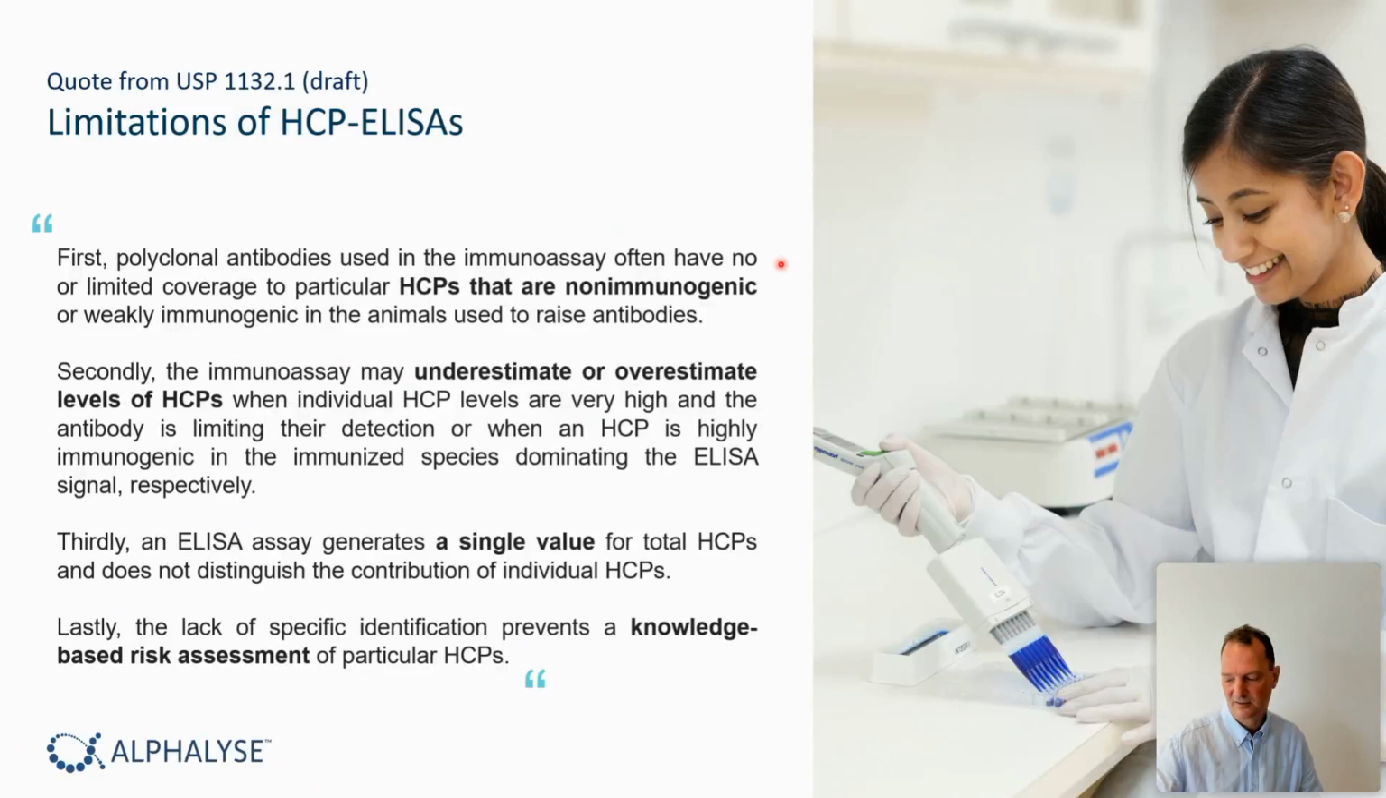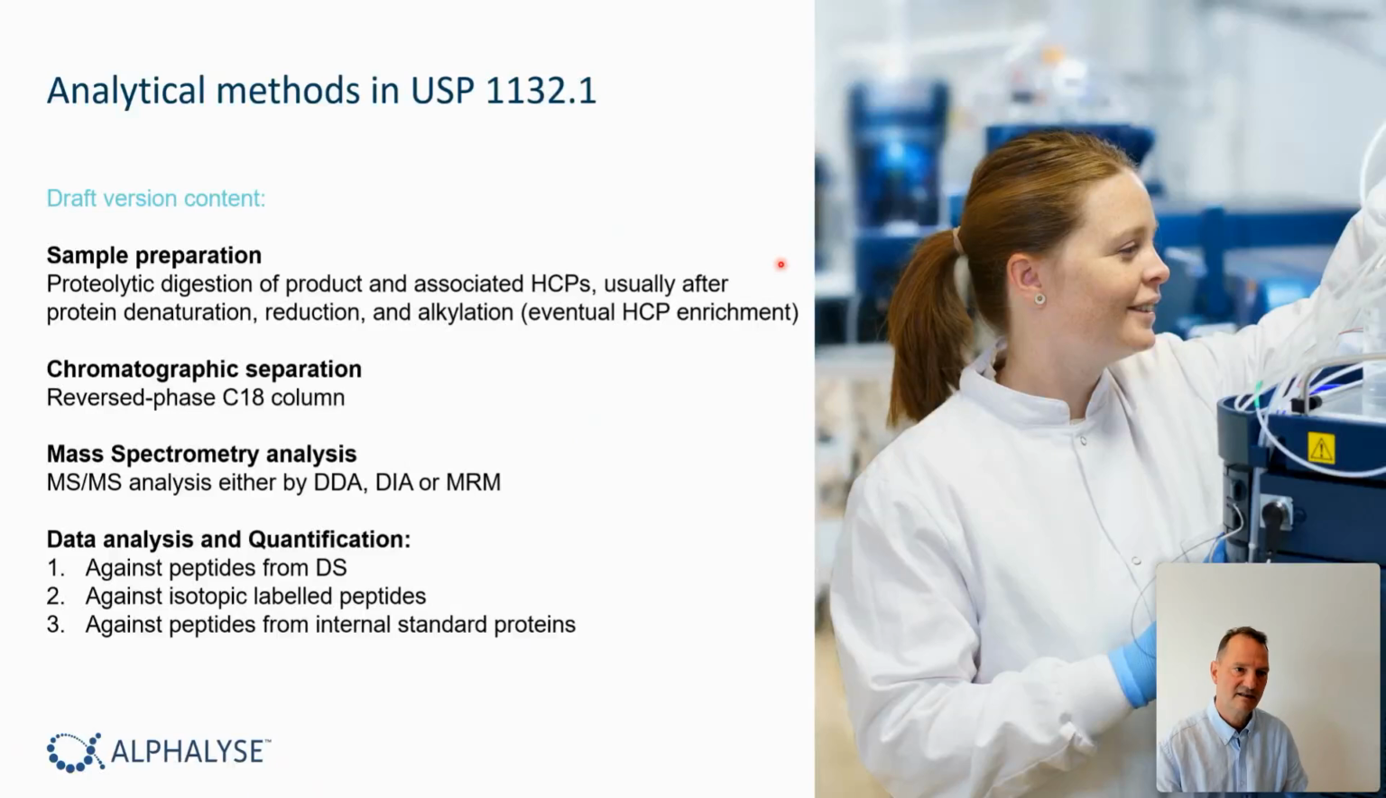If we look more into details, what the chapter contains, it has a description on best practice and analytical methods for the use of mass spectrometry. It describes the sample preparation, how you do protein digestion of the HCPs, how you do chromatographic separation of the peptides before the mass spectrometry analysis. It describes different mass spec setups, and then it describes 3 different principles of how you can quantify or relatively quantify the HCPs.